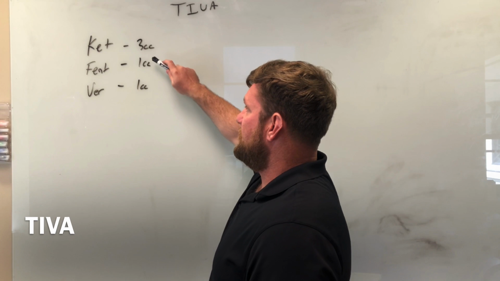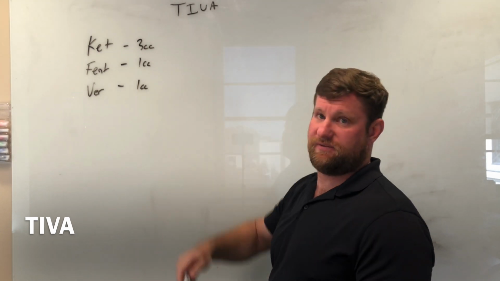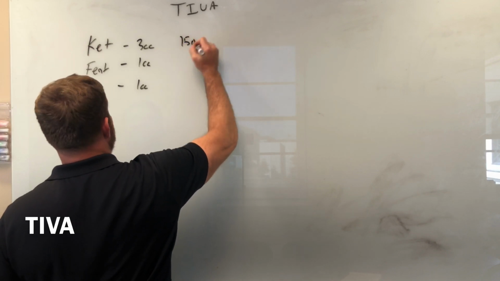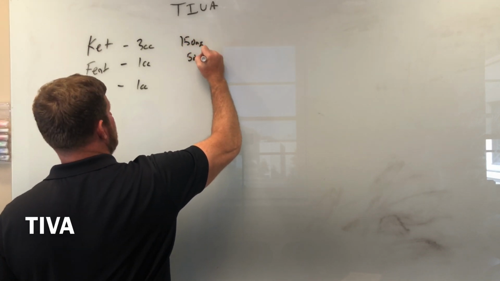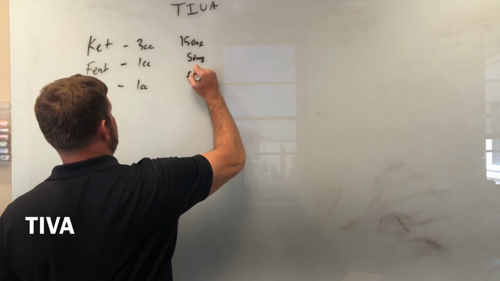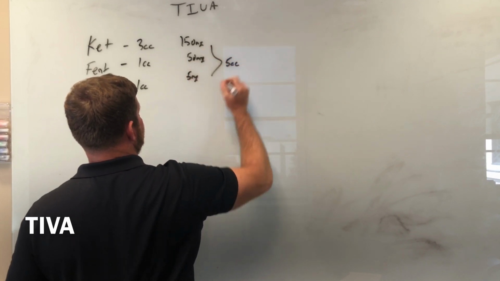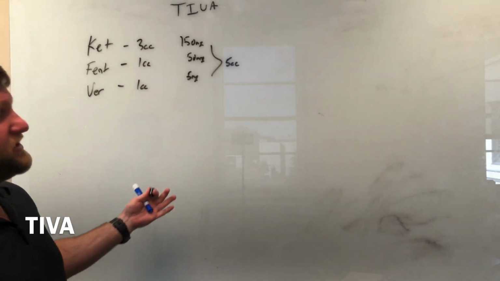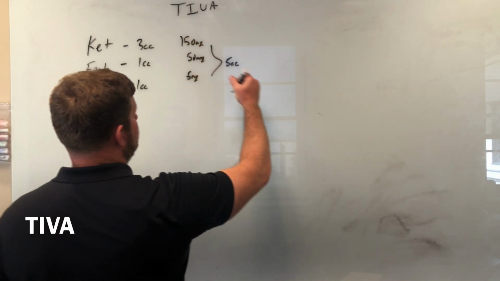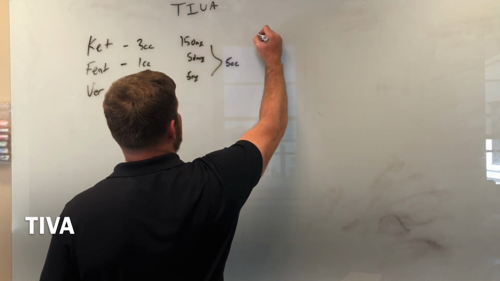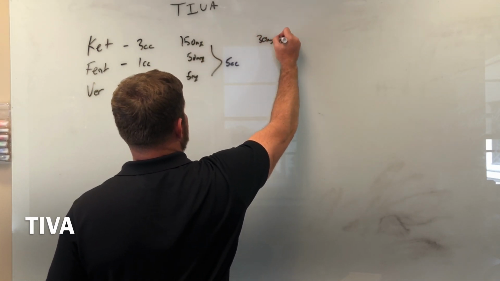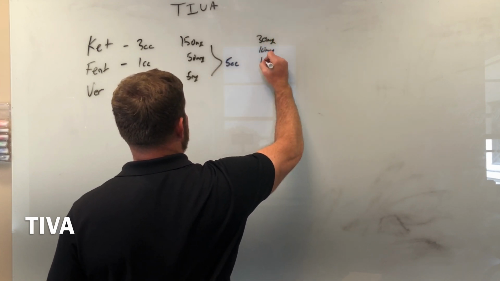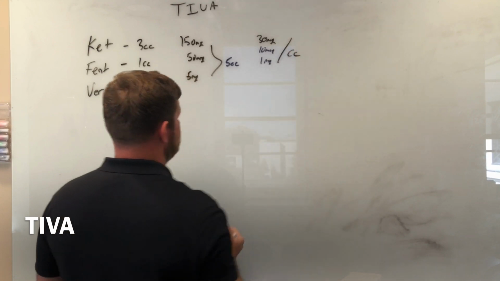Basically, I'll pull up 3 cc's of ketamine, 1 cc of fentanyl, and 1 cc of Versed. What that gives me is 150 milligrams, 50 micrograms, and 5 milligrams in a 5 cc syringe. Now, if we follow that same principle, let's figure out what my concentration per cc is. Well, we'll just divide this by 5. So it gives us 30 milligrams, gives us 10 micrograms, gives us 1 milligram per cc.